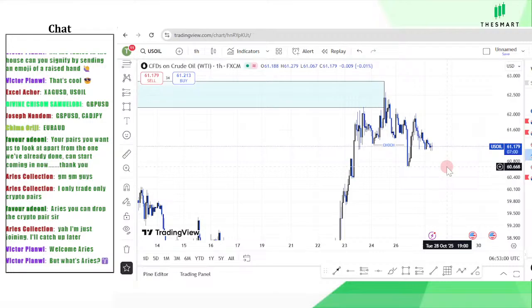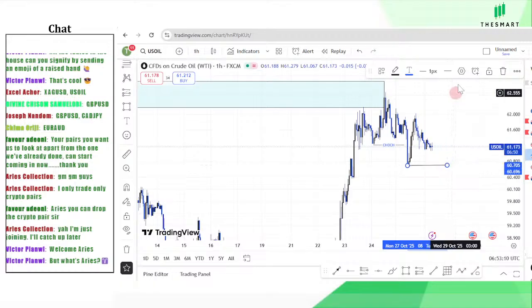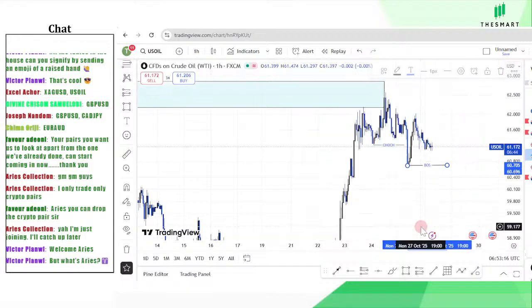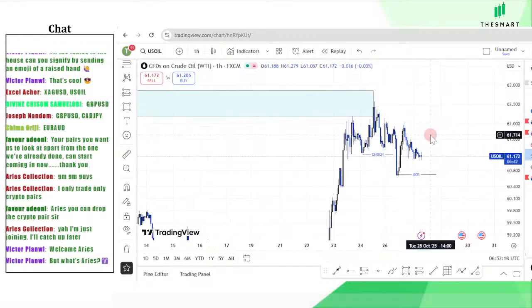So for me, personally, to look for more sell opportunity, I want to see price break this low first. So for now, I will not want to do anything. I just want to see price break this low, giving me what? A break of structure. Because now, this is where it gets tricky.